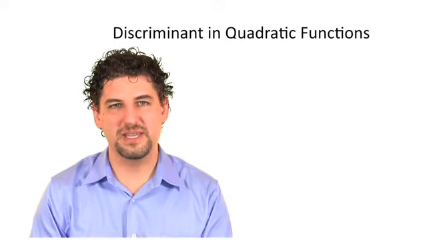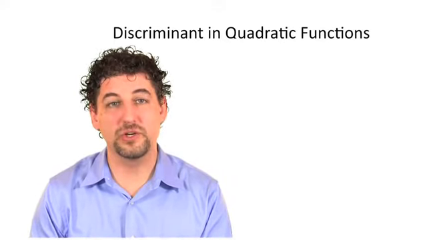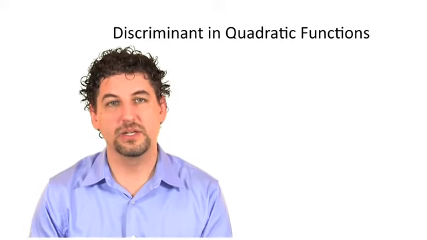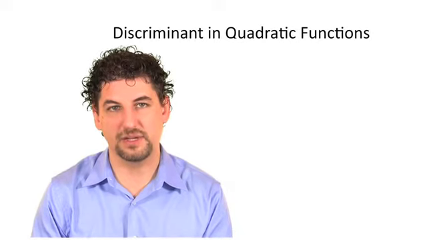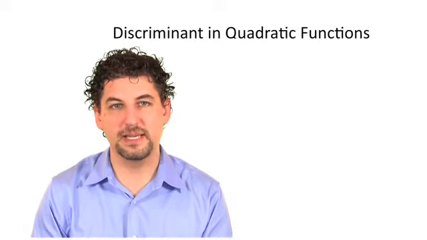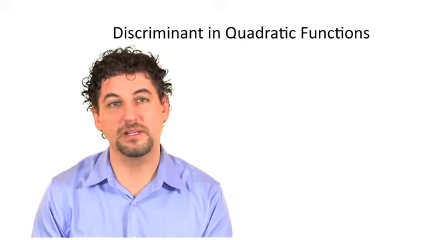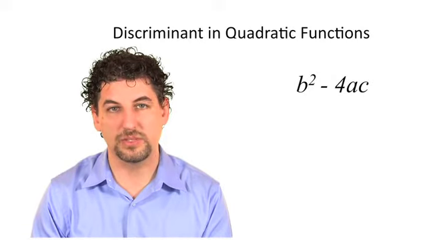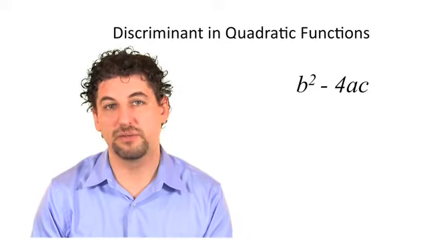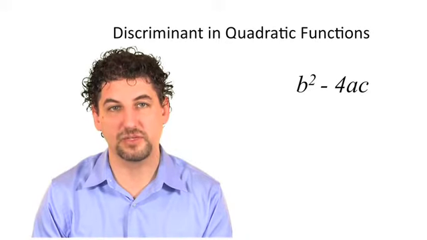Hey there, I'm going to show you the discriminant and what you can determine from a discriminant. You're going to use a discriminant most likely with parabolas and quadratic functions. Now the discriminant is actually found as part of the quadratic formula. It's the part that is under the square root, so it's simply b squared minus 4ac. That's the formula for the discriminant.